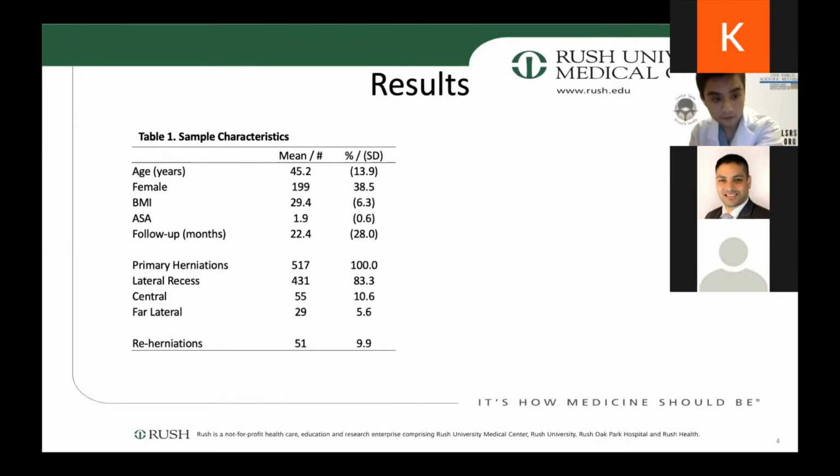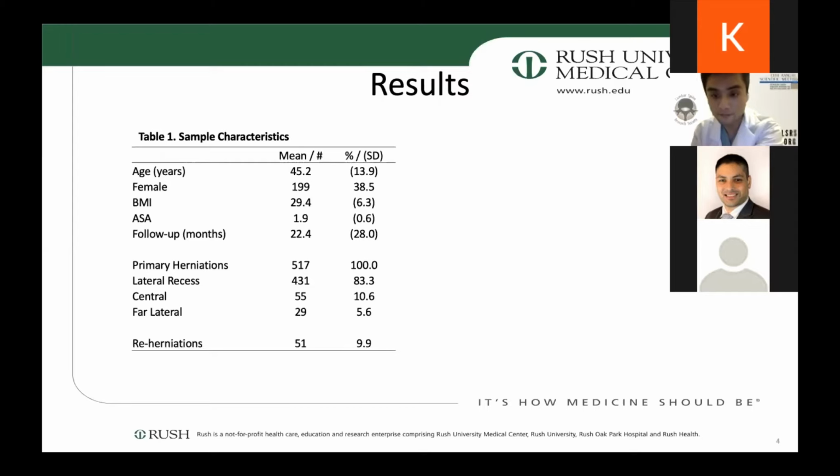As far as our sample goes, patients were around the age of 45. Most of them were male, with a BMI of 29 and an ASA score of 1.9. Most herniations were of the lateral recess variant, and 51, or 9.9%, of the entire cohort experienced a reherniation event after decompression.